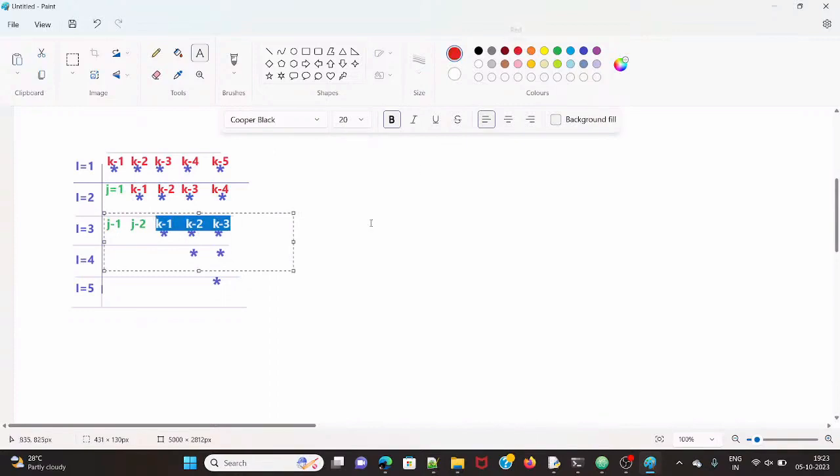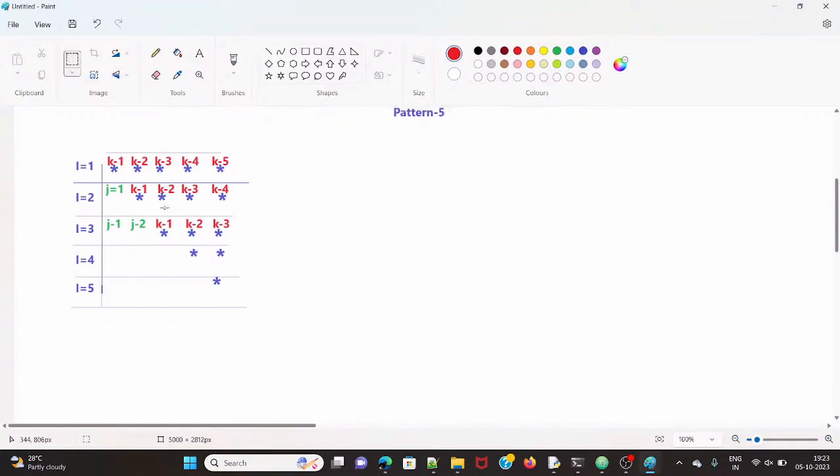Right, this is fine, all of you. Next one, next loop. If you observe, what is increasing? J is increasing, guys, and K is decreasing. K value is decreasing, all of you. Then I will take here.